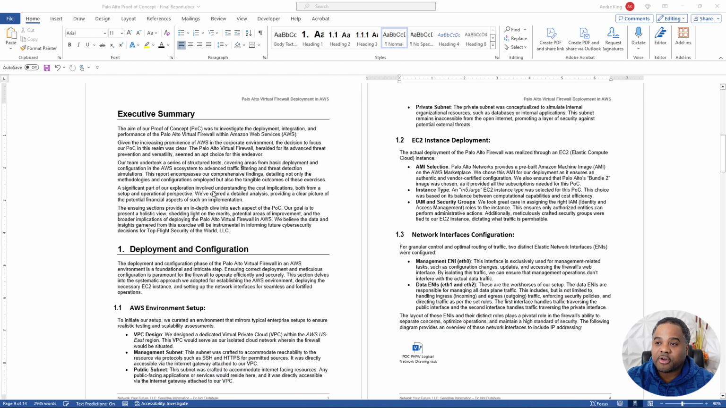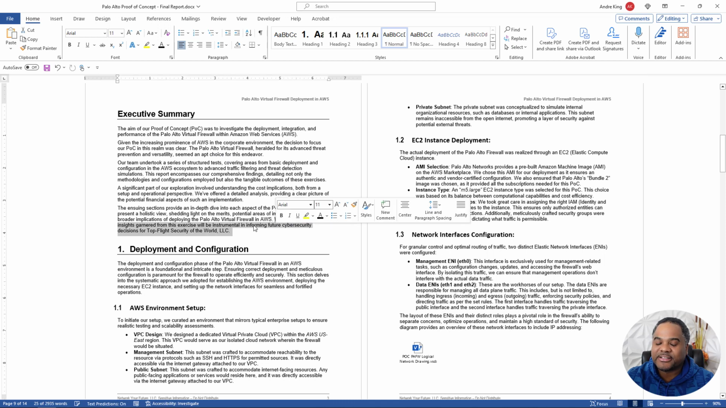So we start off with an executive summary. Again, just highlighting not only what our intent was with this proof of concept between Top Flight Security of the World and Network Your Future, but also leading into what the rest of the report contained. So a high level summary of Palo Alto's platform, what it can provide, and then of course what our beliefs are right here in the last sentence as we delve into each of those deliverables.